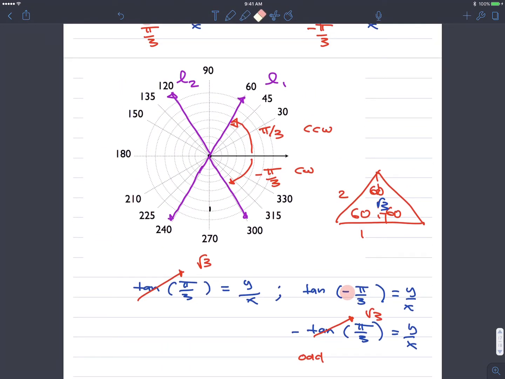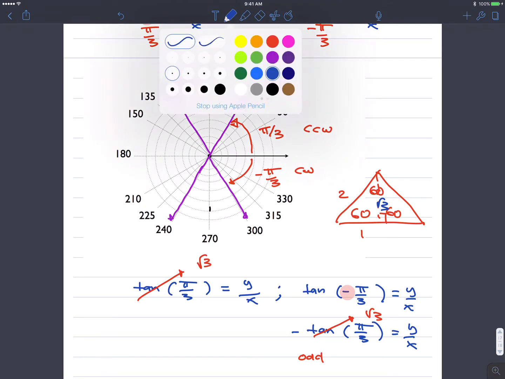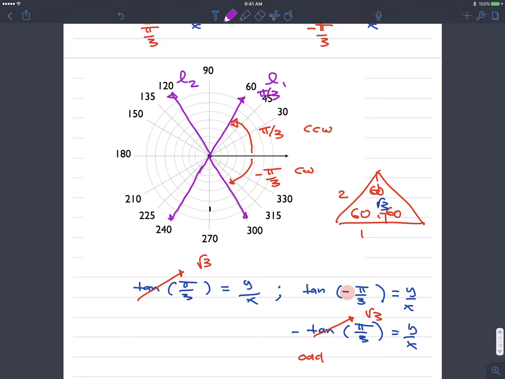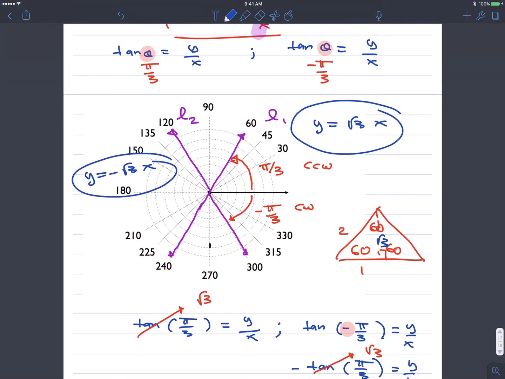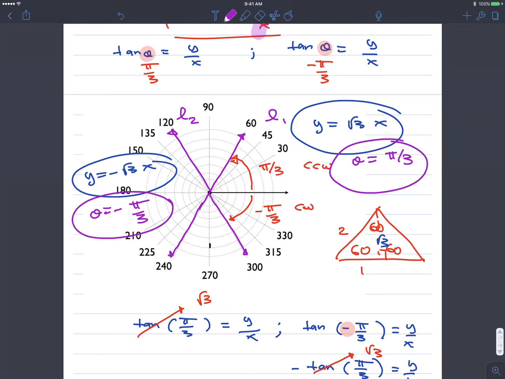So what I can say here is, let me erase this. In purple, we got pi over 3 and minus pi over 3. Those are our two angles. L1 is y equals the square root of 3x and line 2 is y is minus the square root of 3x. So you got two versions here. Theta is pi over 3. Theta is minus pi over 3. Polar and rectangular.